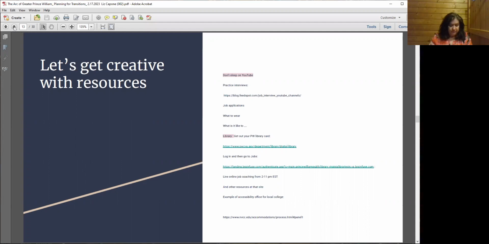And then this was an example of an accessibility office for one local college. I just picked Nova because it was easy to navigate. And again, if a child's on an IEP or Section 504 plan, we're looking at the terminology of accessibility office. That would be the office that they're going to connect with after they leave school. Okay, and next slide, please.